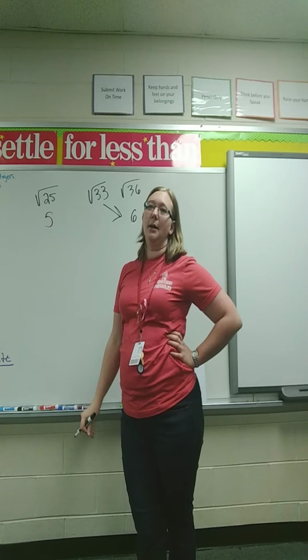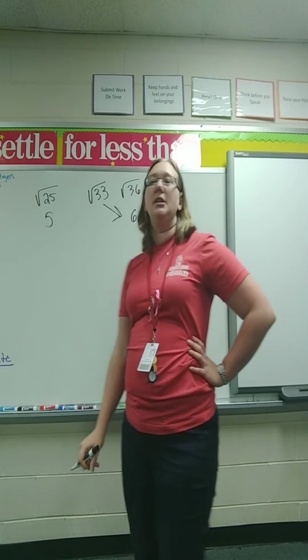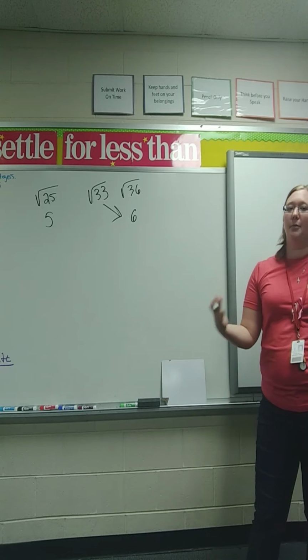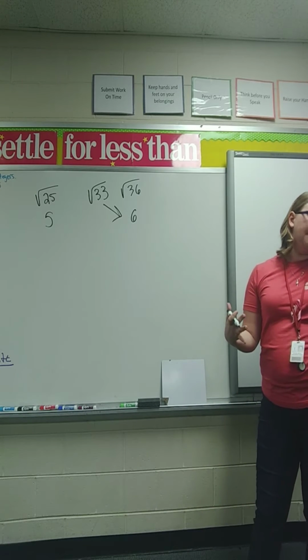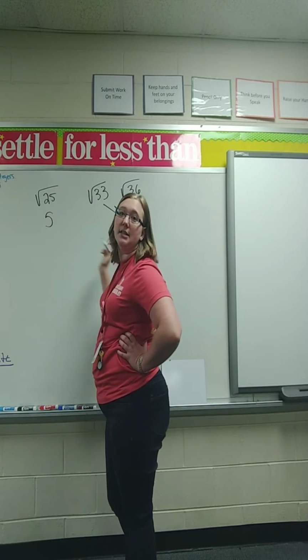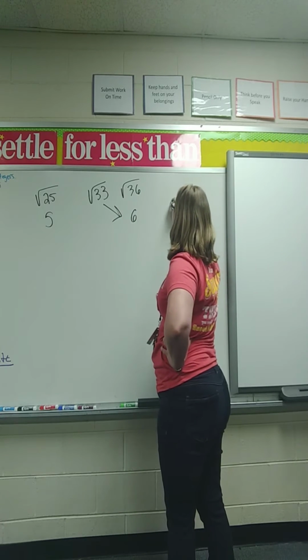Now, we're going to double check it. Okay? We're going to double check it. To double check, and guys, there's no real way to do this besides guess and check. We know that the square root of 33 is going to be somewhere between 5 and 6. Yes? Okay, so let's start with 5 1/2.